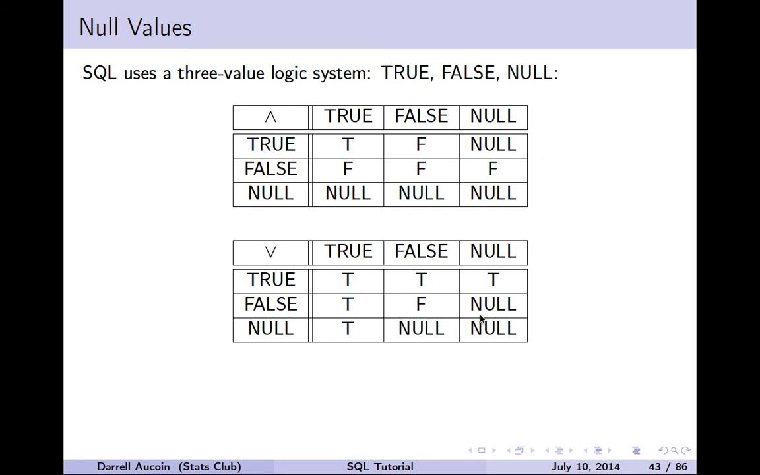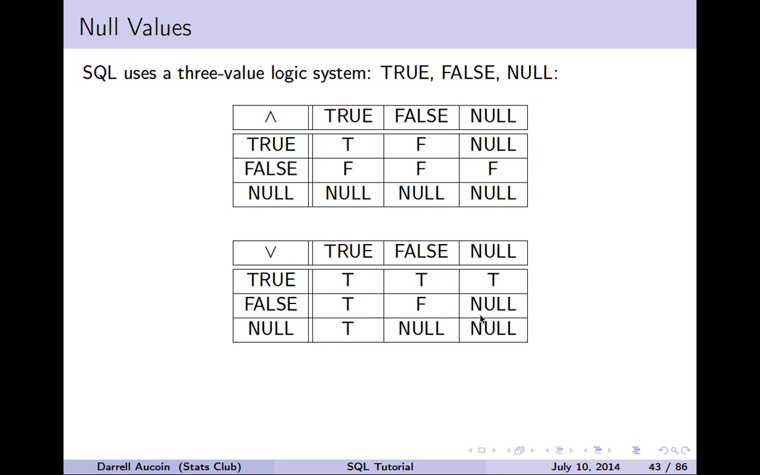It's best to think of null, as I said, as unknown. So, for instance, true and unknown, it's definitely true. And if it's false and null, you don't know, so it's null.